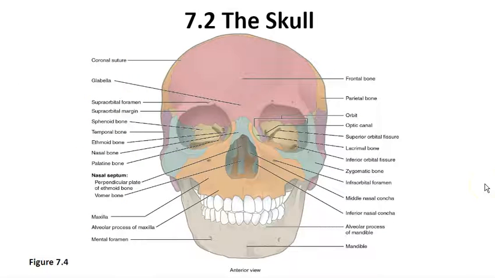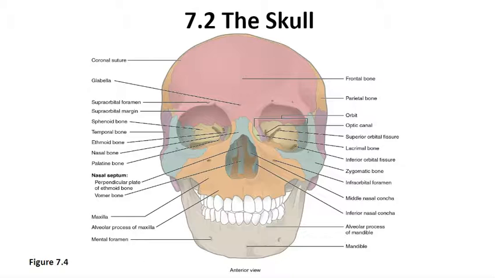Figure 7.4 shows the bones that form the forehead, orbits, nasal cavity, nasal septum, and the upper and lower jaws. We are going to discuss several of these bones in more detail. For example, the frontal bone, the lacrimal bone, the nasal conchae, and all of the other bones of the face. We'll talk about those some more in just a moment.